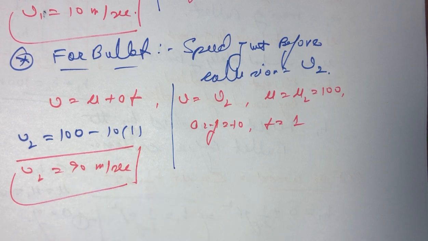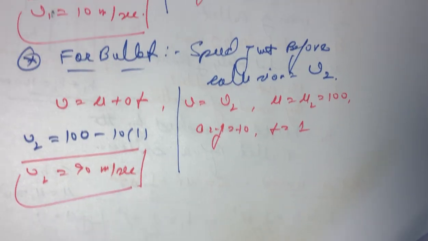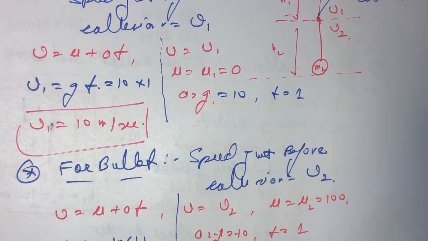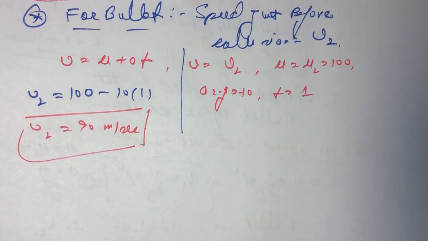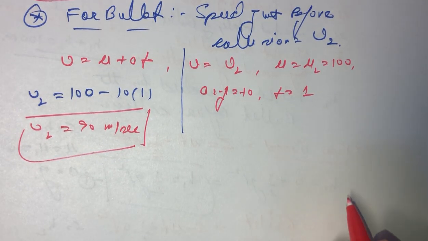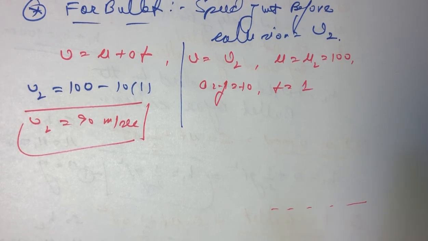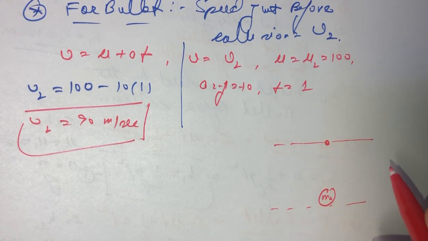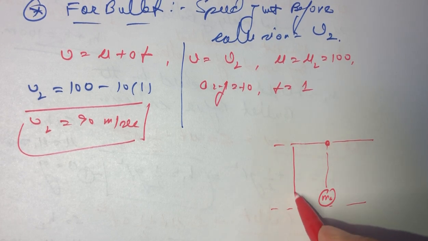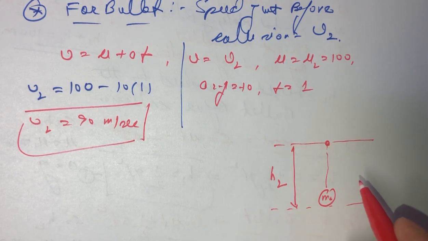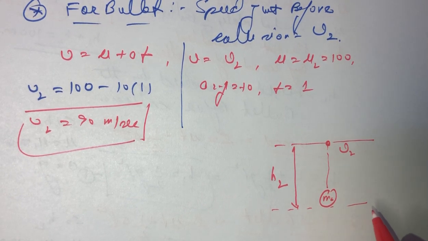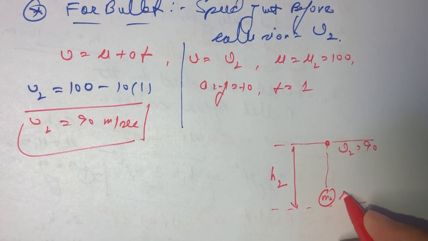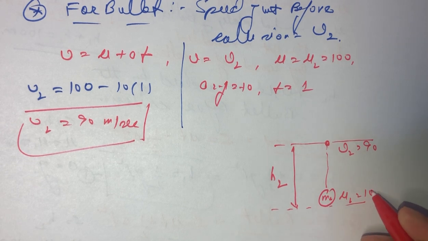Now we already know that in case of the bullet, the distance traveled by the bullet is h2, just before collision we can say. So let me redraw here again. So we have our M2 and this is the point of collision, and this height is given as h2, where v2 is final velocity, which we got as 90, and u2 is its initial velocity, which is 100.